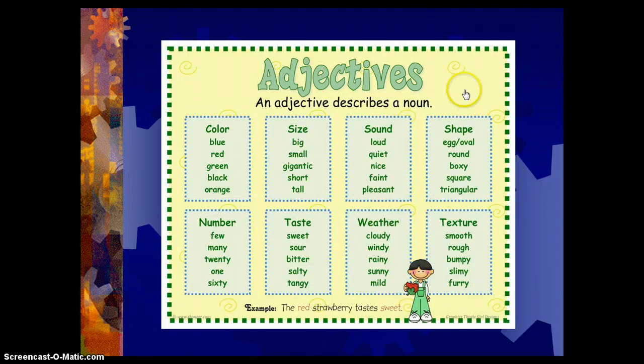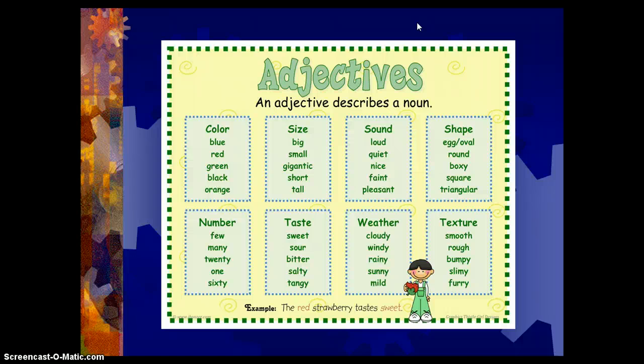Let's look at some adjectives. Don't forget, adjectives describe a noun. There are different categories of adjectives that you can think about maybe. You can describe a noun by its color, blue, red, green. Those are all adjectives. By its size, it's big, it's small, it's gigantic. The way that it sounds, it's quiet, it's nice, pleasant.